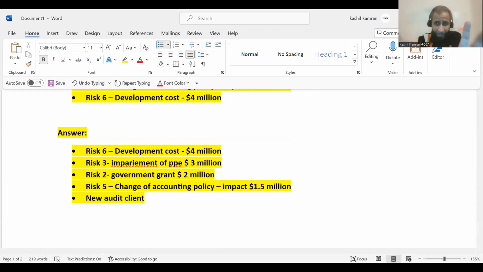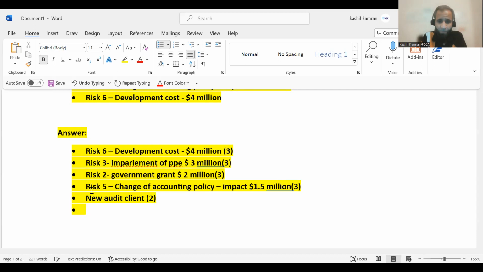Now, just one clarity. Any risk which does not have an accounting treatment is worth 2 marks. So the first 4 are around accounting treatments. They will still be fetching 3 marks each, so that means 3, 6, 9, 12. The new audit client is a risk which will fetch me 2 marks, not 3, because it doesn't have an accounting treatment. So 3, 6, 9, 12, and 2, 14.